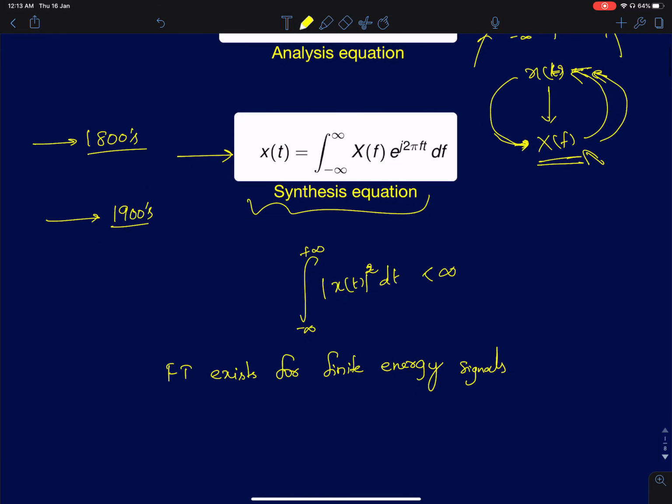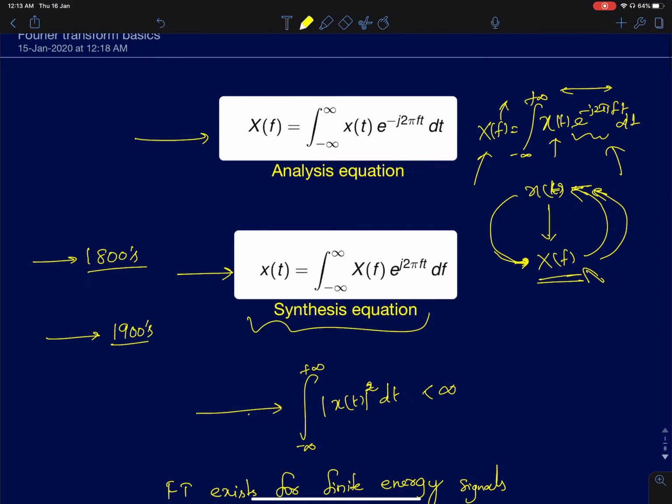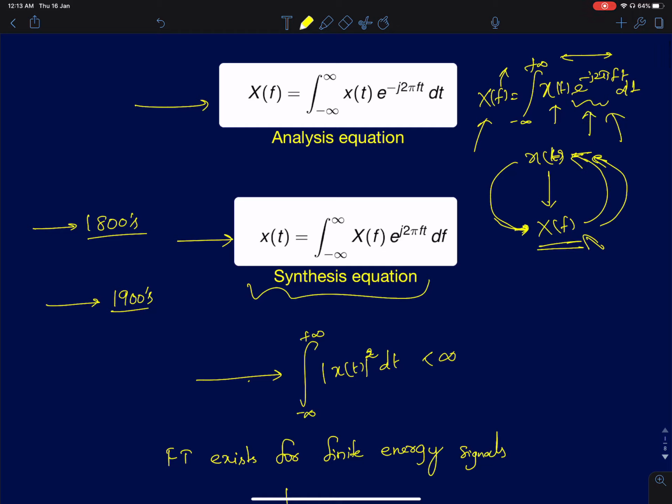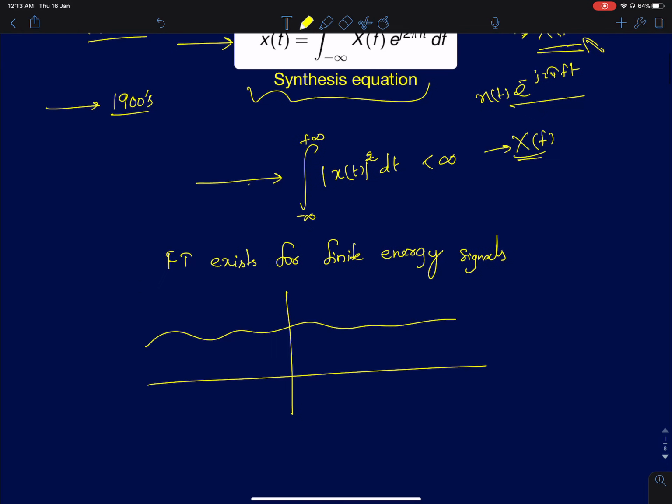And Fourier transforms exist for signals which obey this property, which is that the energy of the signal has to be finite. It's called the Lebesgue integral. Fourier transform exists, meaning if you compute the Fourier transform x of f of a signal and try to plot its magnitude, because I'm multiplying x of t with a complex exponential, e power minus j 2 pi f t, which is a complex number, and integrating it, the resultant x of f can be a complex number. Even though x of t is real, x of f can be complex. So that's why I will take the modulus of it.